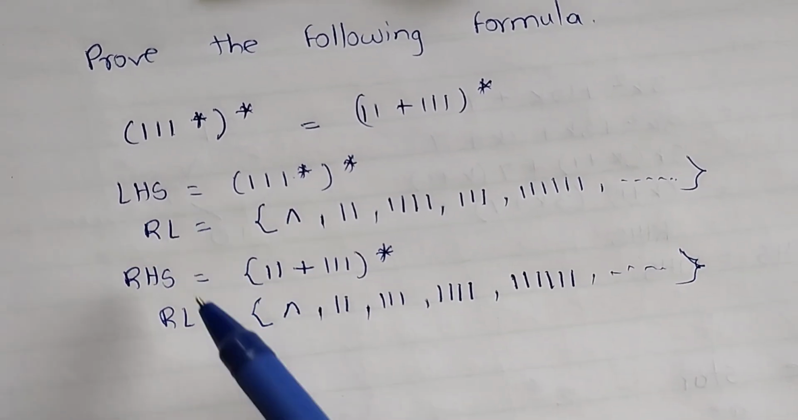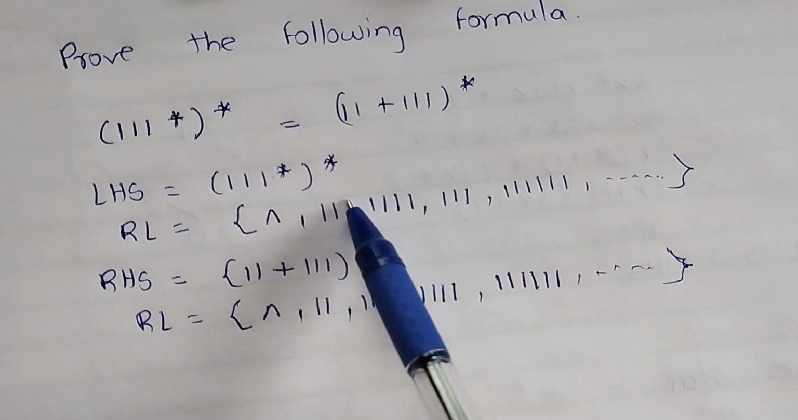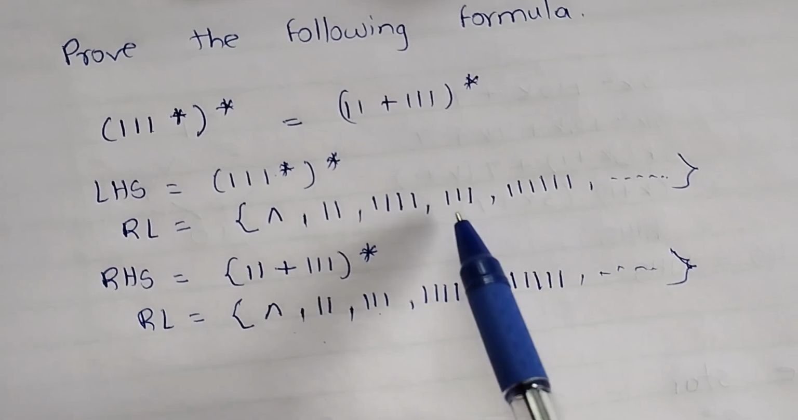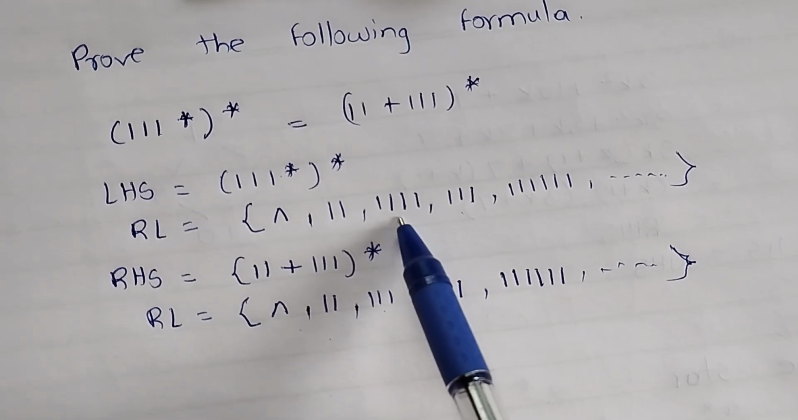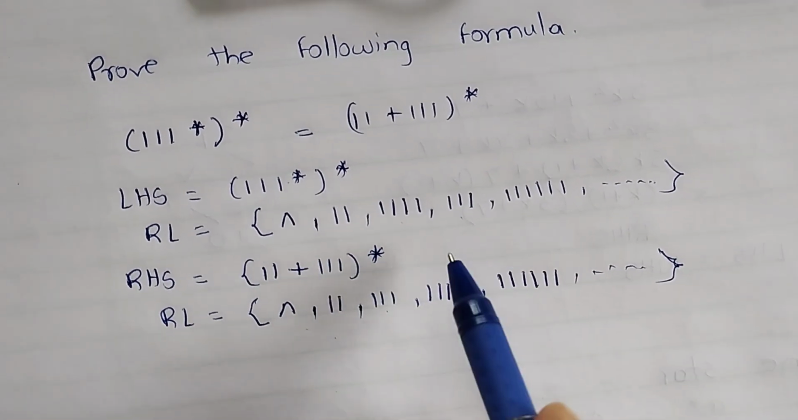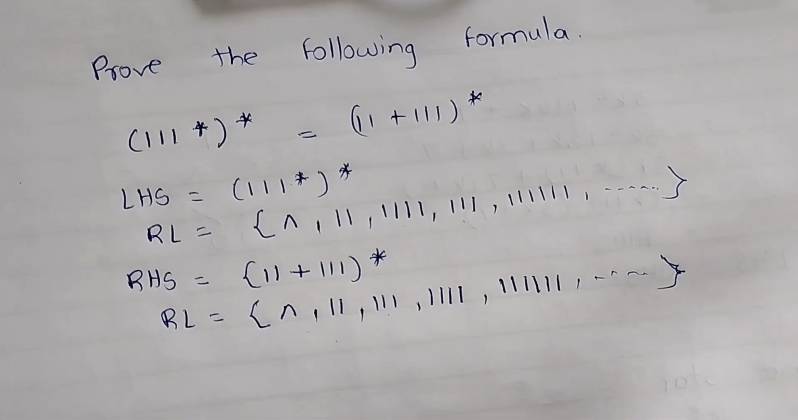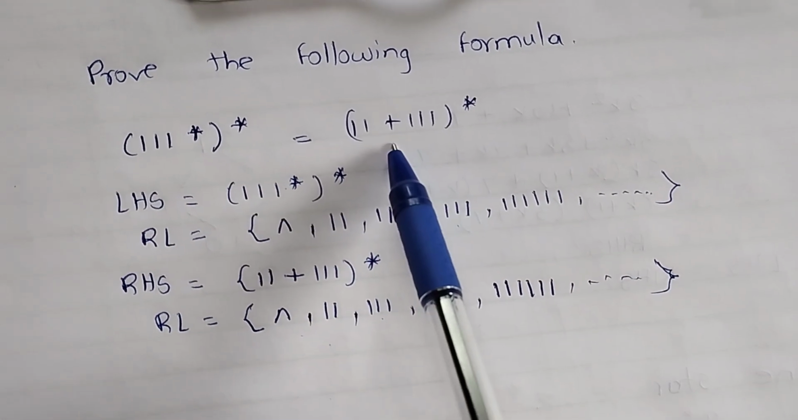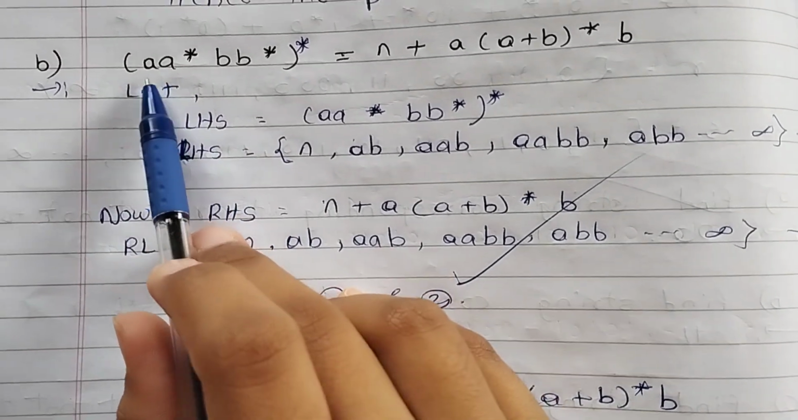the LHS is equal to the RHS, as we see: the null we get as null, 2 times 1 here and 2 times 1 there. If this has 3 times 1, here also 3 times 1 is present. If 4 times 1 is present, here also 4 times 1 is present. So in this way we prove this regular expression is equal to this regular expression. I hope you get the idea how we prove this. Now we see one more example.